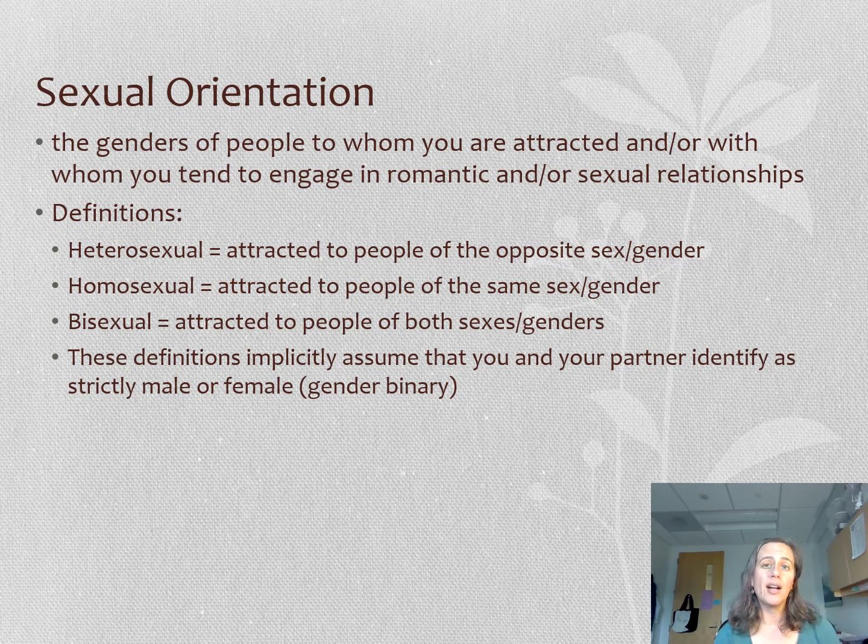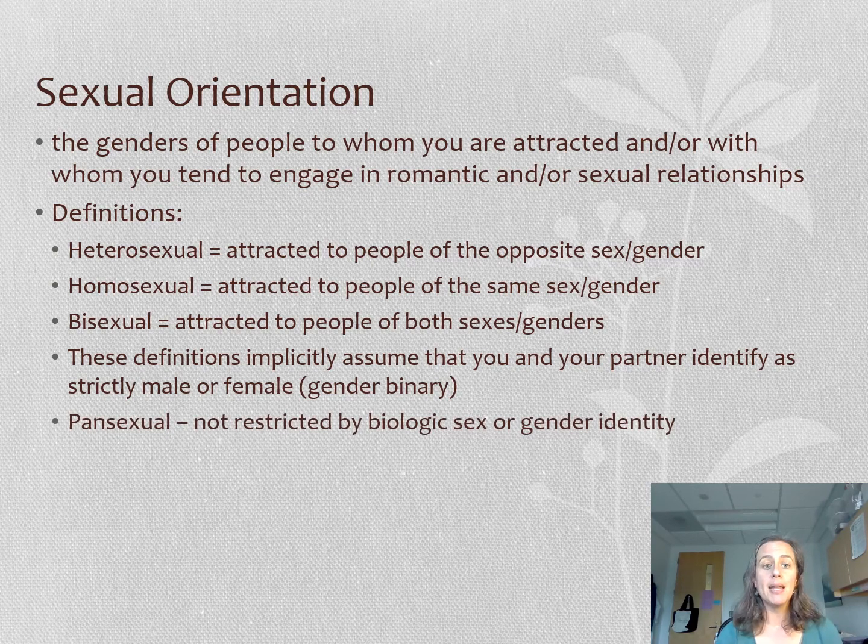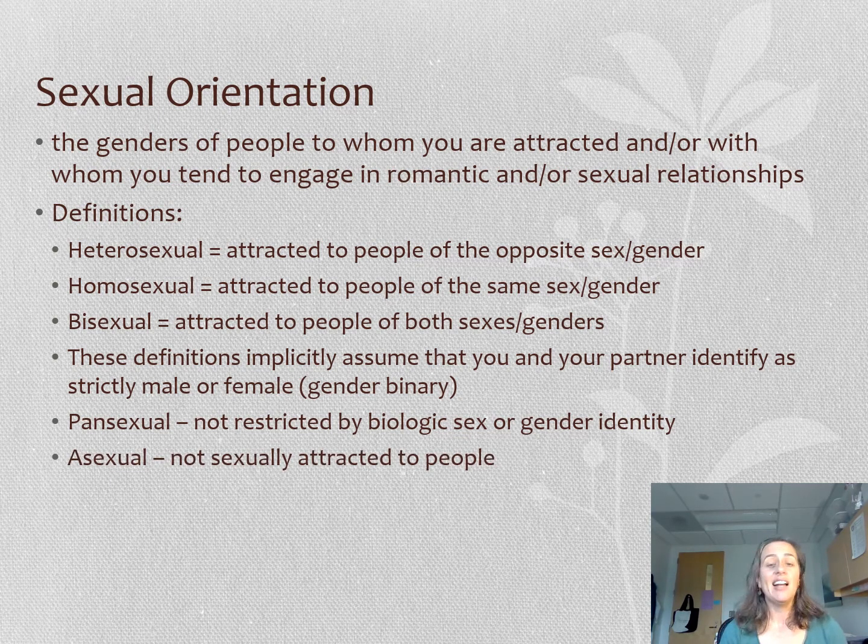So a more inclusive term that's often used is pansexual. It doesn't really matter necessarily what their biologic sex or gender identity is. You're attracted to the person for who they are, not necessarily their body parts or what gender they identify with. And some people are asexual, so they're just not sexually attracted to people. They might be romantically interested in people, but romance is different from sex. Sometimes they're related, but not always. Those are the biggest definitions that you'll need to know for this class.